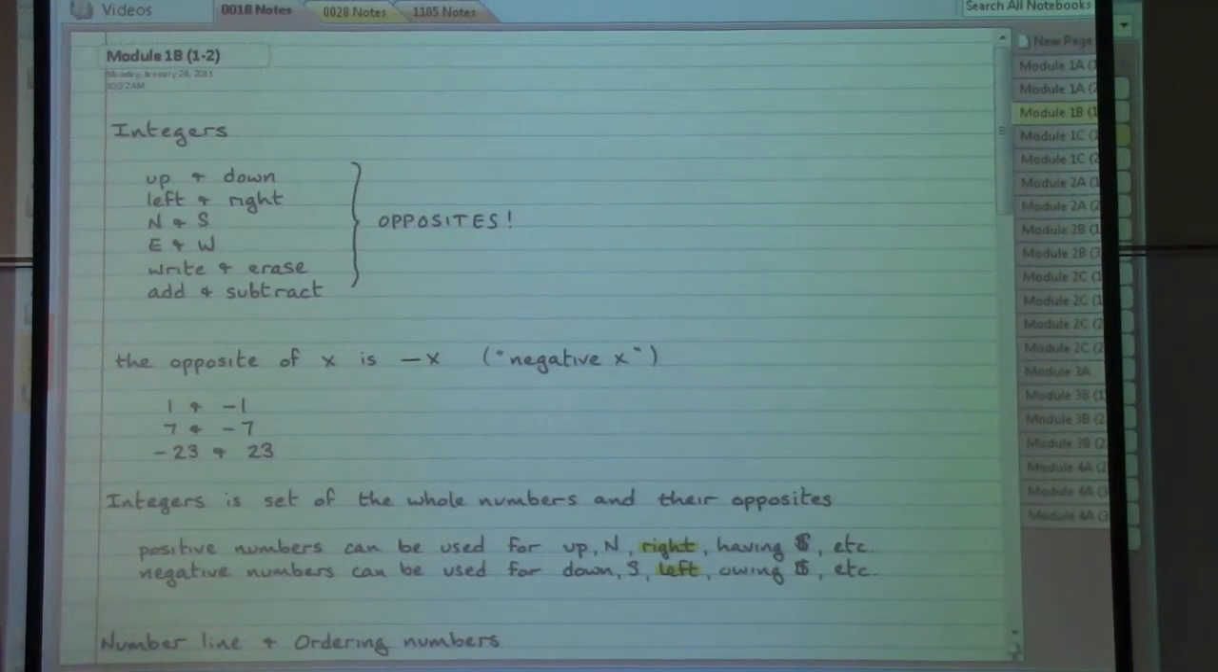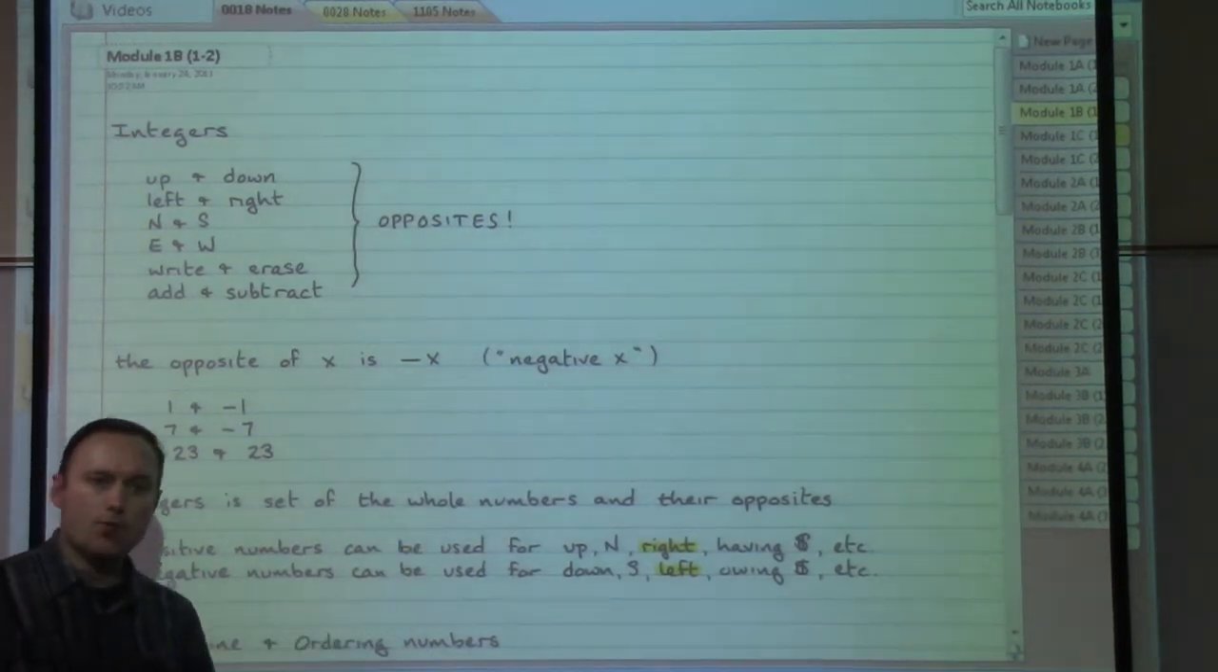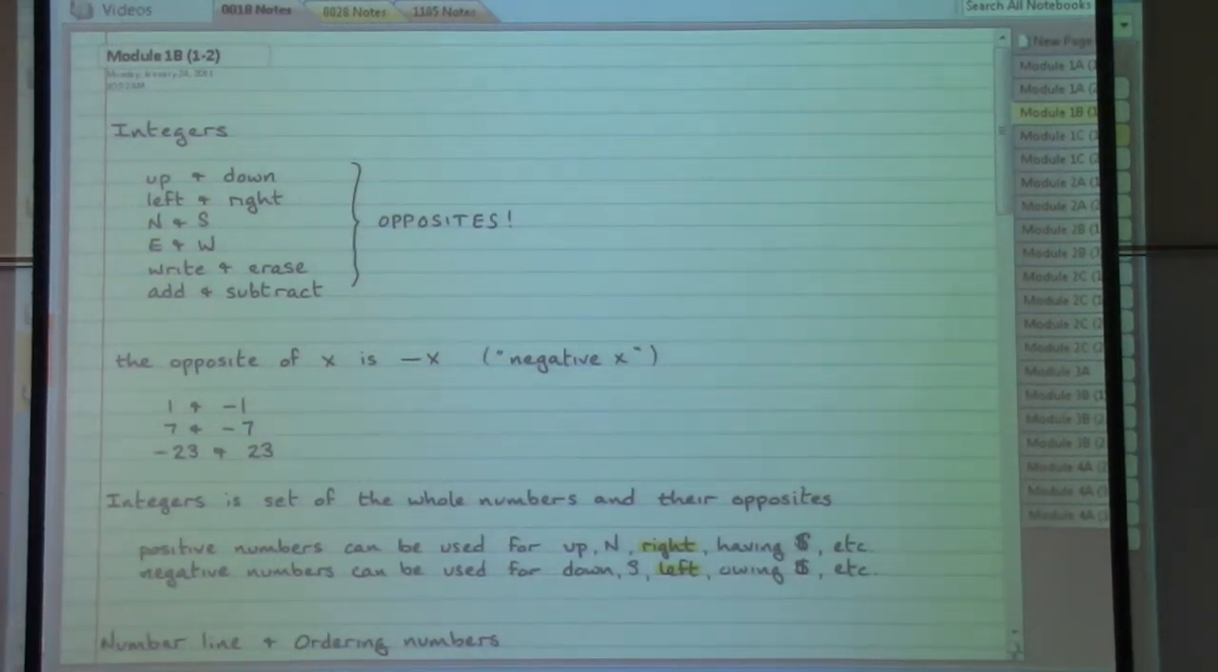So we can give a little bit more technical definition for the integers as being the set of all of the whole numbers that we're used to dealing with, and now throw into the mix all of their opposites, so all of the negative versions of the whole numbers that we're now used to dealing with.